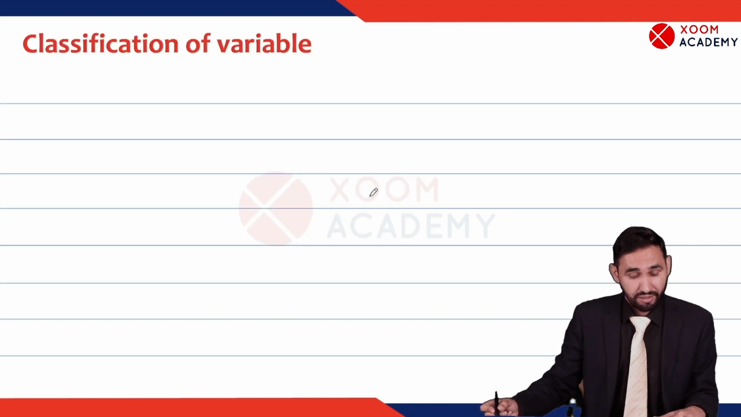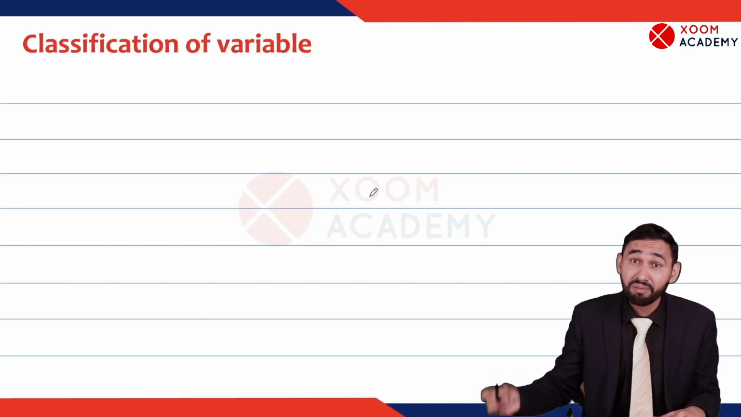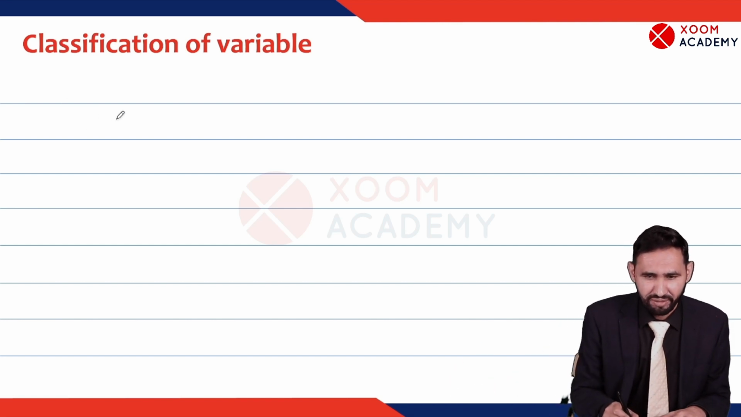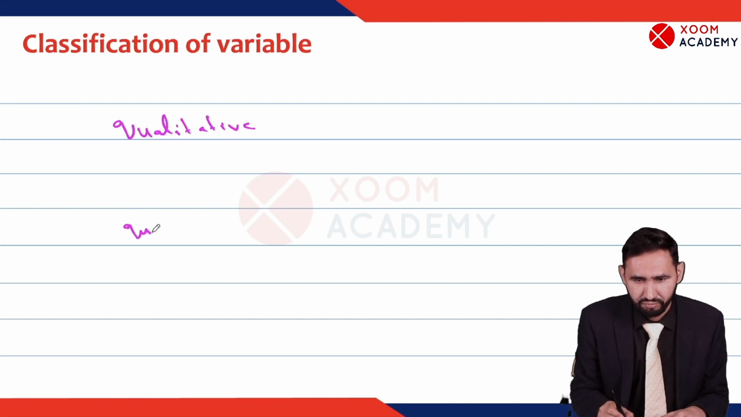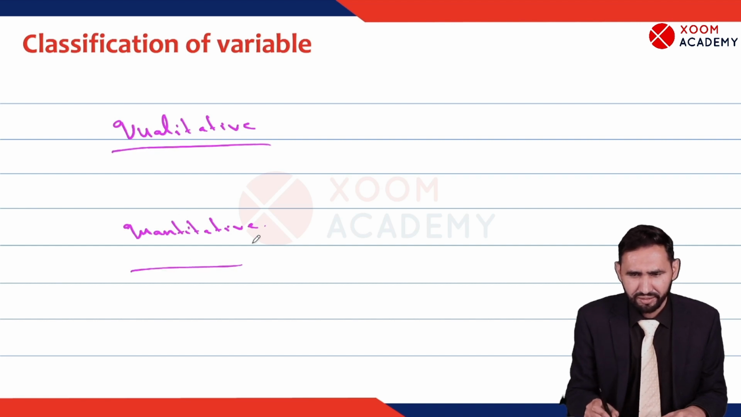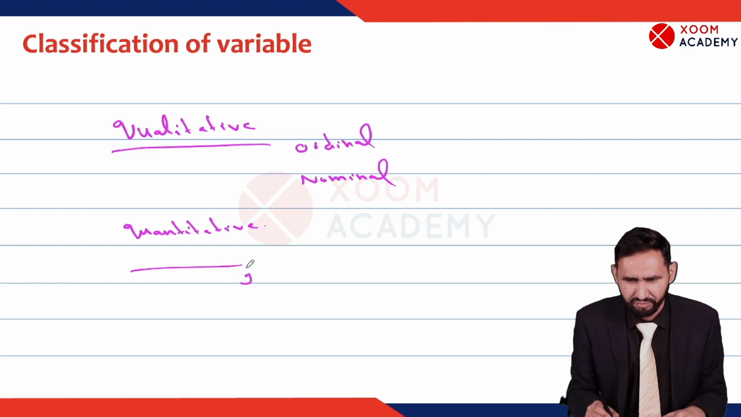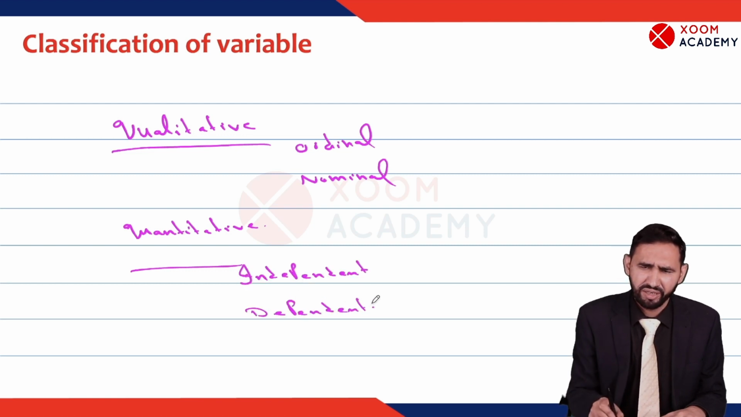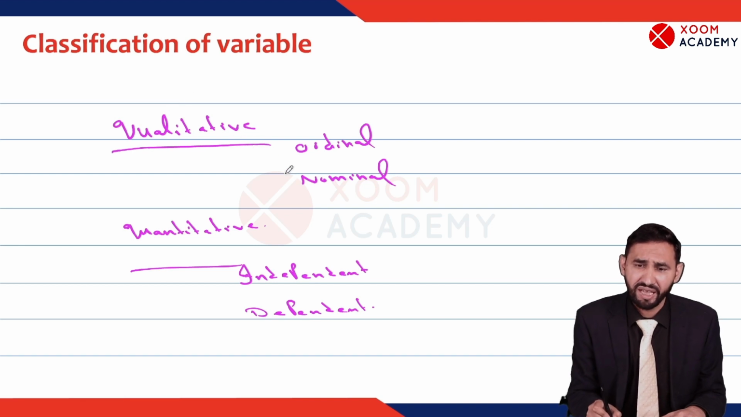And there is the term variable. Variable means that which changes. Remember, there are two types of variables: qualitative and quantitative. Qualitative, they show the quality. Like we can say that ordinal and nominal, and quantitative, independent and dependent. These are the two types of variables. Qualitative variables are classified into ordinal and nominal.